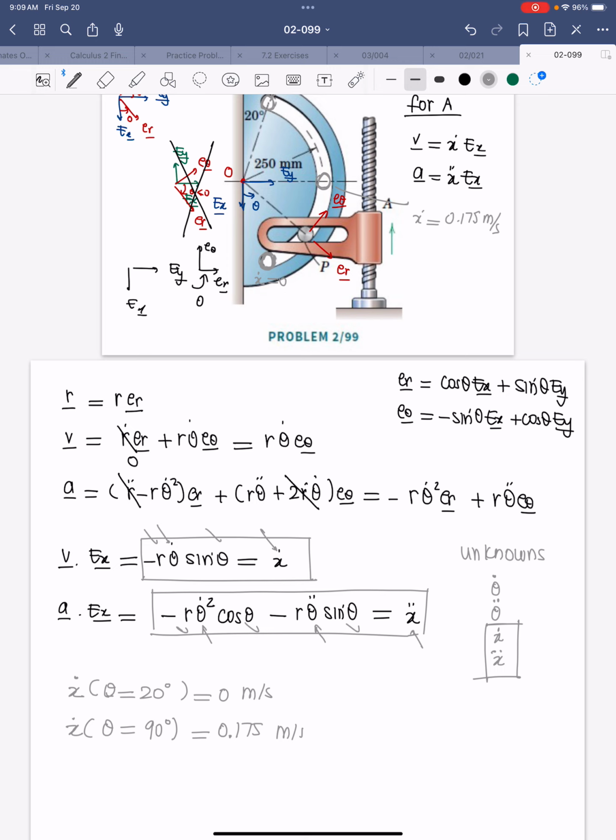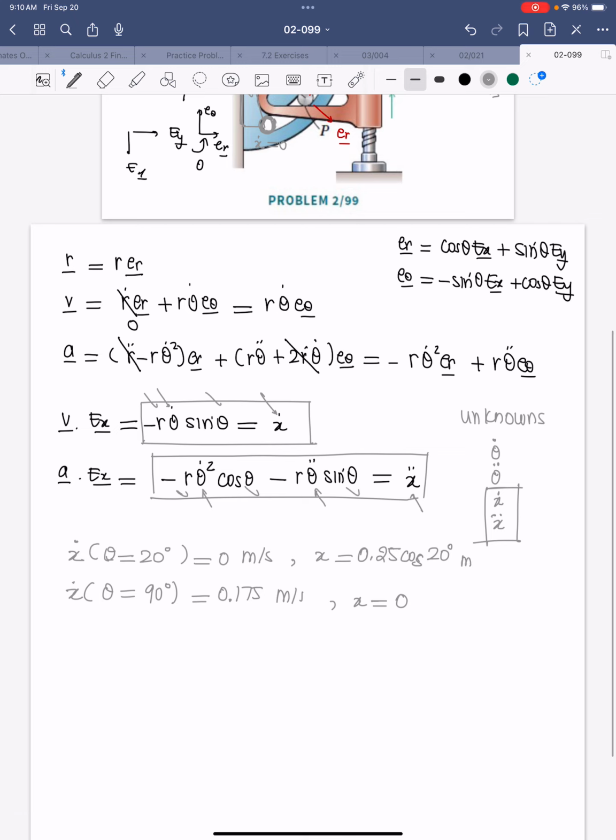And then here, at theta equal to 90 degrees, x is 0. We're at the same horizontal level as the origin. Whereas when theta is 20 degrees, x is this distance, which is just r, the radius, cosine theta: 0.25 cosine 20 degrees, in meters.